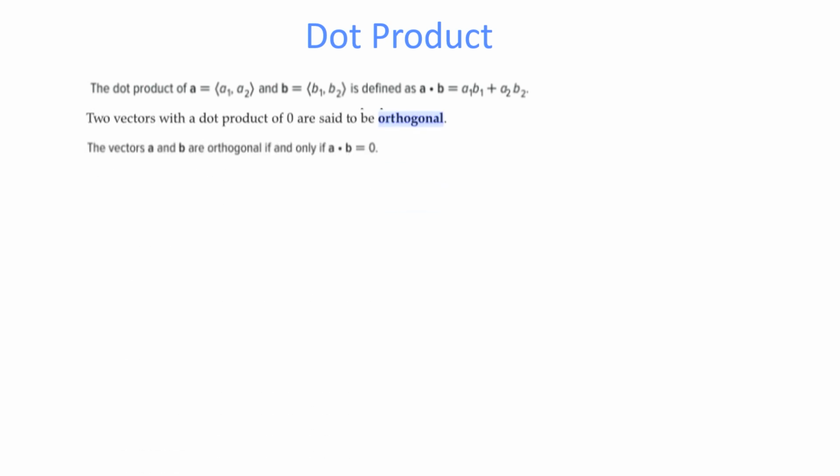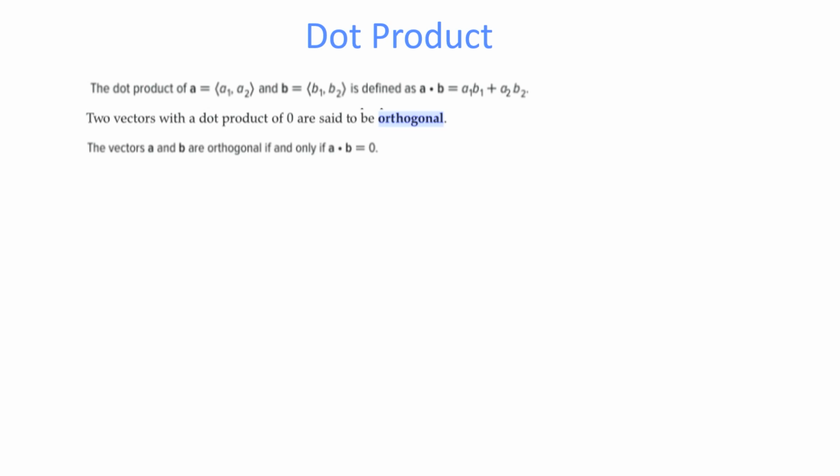The dot product of A and B, if A is defined as A1, A2, and B is defined as B1, B2. To find the dot product, we multiply A1 and B1, and we add the multiplication of A2, B2. Two vectors with the dot product of 0 are called orthogonal.